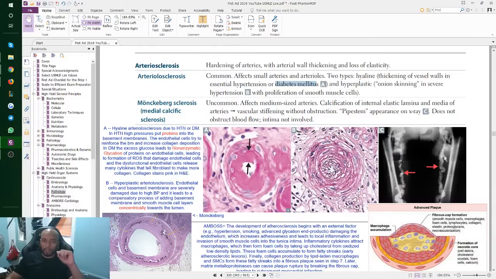arteriosclerosis is usually going to look just like this, right? And it's hyaline. Hyaline meaning it's very smooth looking, and it's because of sugar. Whereas hypertension is going to be hyperplastic. It's going to look like this, with the onion skinning kind of thing going on. Right, so that's your two different kinds of arteriosclerosis.